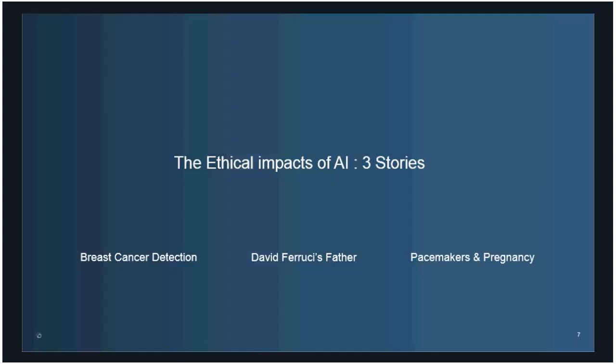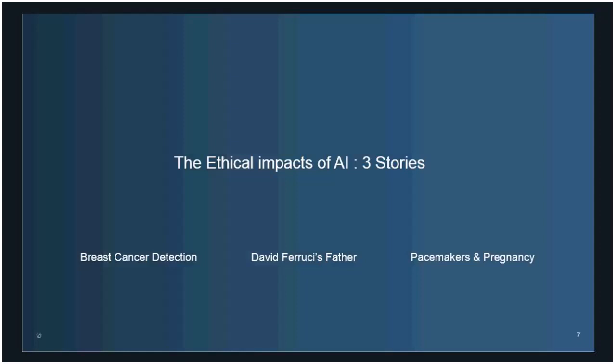But then I'll talk about the last example, which is pacemakers in pregnancy. A lot of pacemakers nowadays are being trained in a way where they're taking data and trying to understand whether some form of time series data, so heartbeats, demonstrates an issue which requires the pacemaker to intervene. The problem is many pacemaker developers haven't thought about including the data sets of pregnant women.